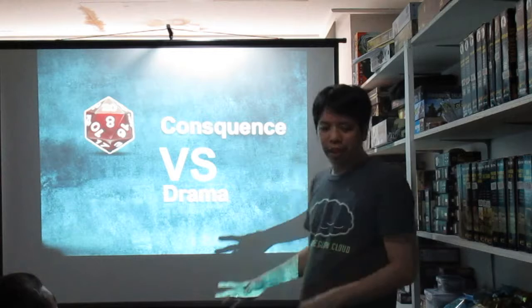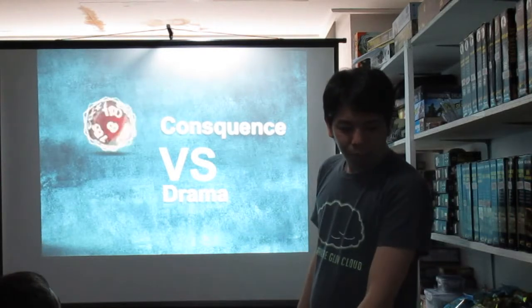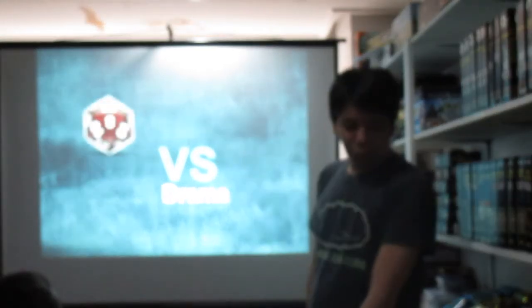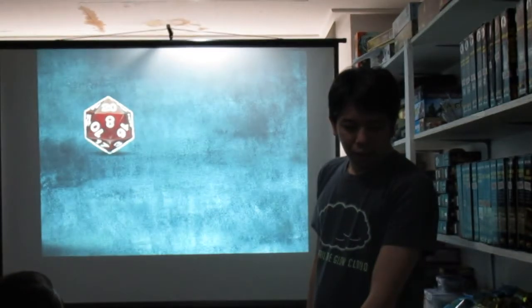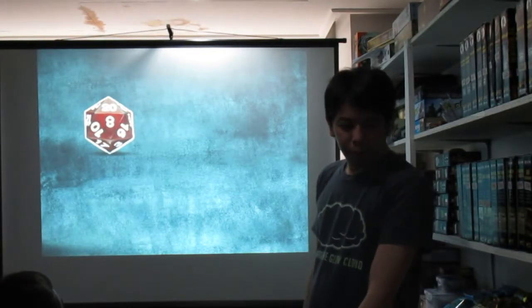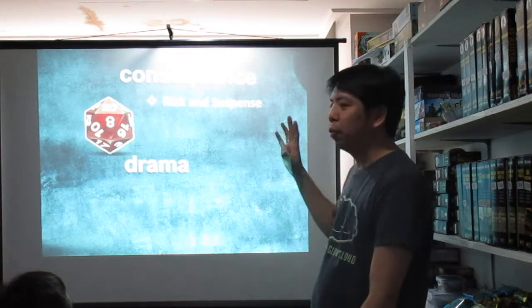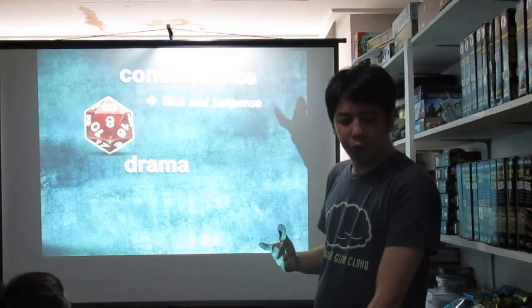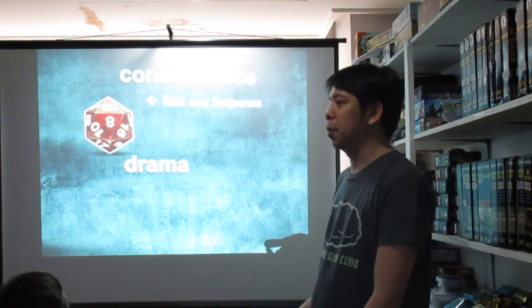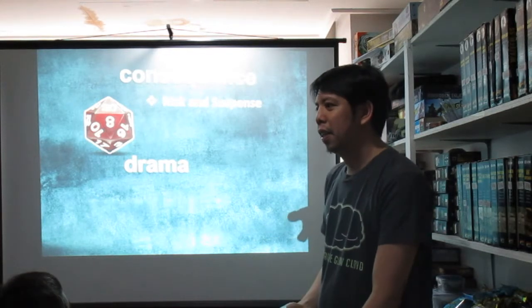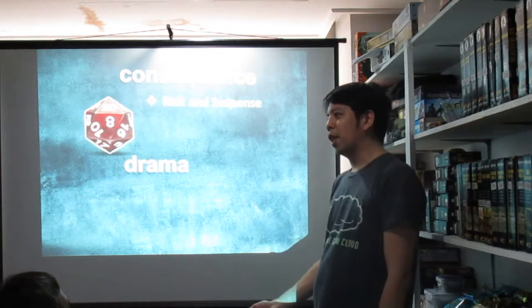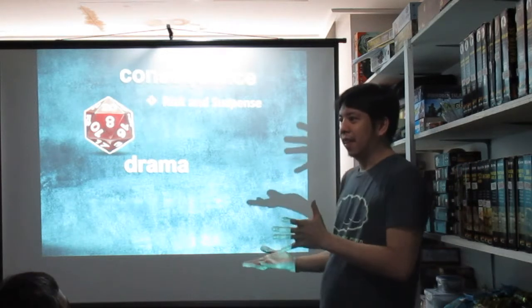So that's the opposing sides. Now, how do we unite the two? What we therefore do to unite them is to have an understanding of what each component shares. Consequence gives risk and suspense, and everyone understands that. Diba? I attack, if my roll is high enough, let's see, let's find out.